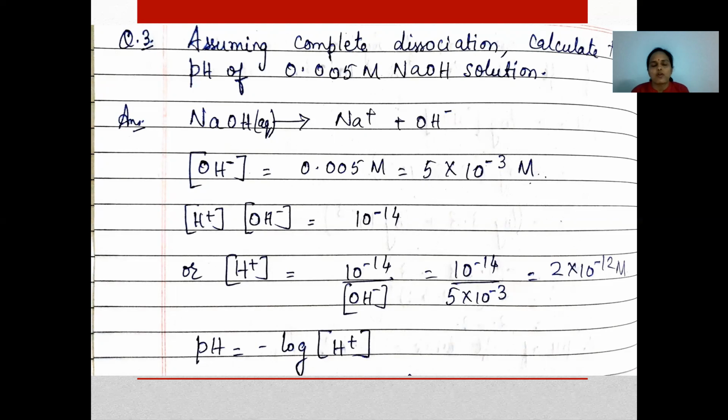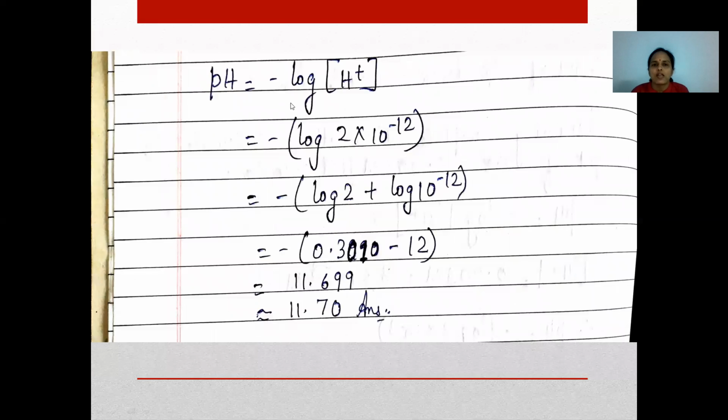This is one way of solving. And then I can calculate the pH. pH is equal to minus log of H plus ion concentration. So here I got the value of H plus as 2 into 10 raised to minus 12 molar. So I'll put the values. pH is equal to minus log 2 into 10 raised to minus 12.